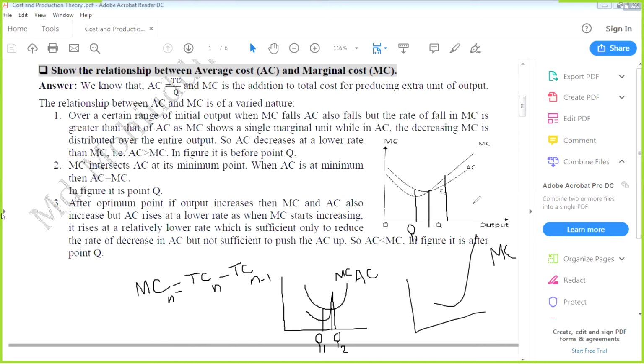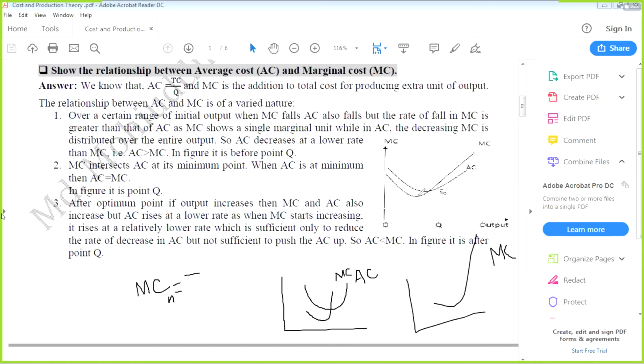Yes, sir. I'm trying to say that marginal cost, the rate of falling is higher. Like MC falls faster than AC. Then it was supposed to be MC greater than AC. If we are saying on the basis of who falls faster, then it's MC greater than AC. No.